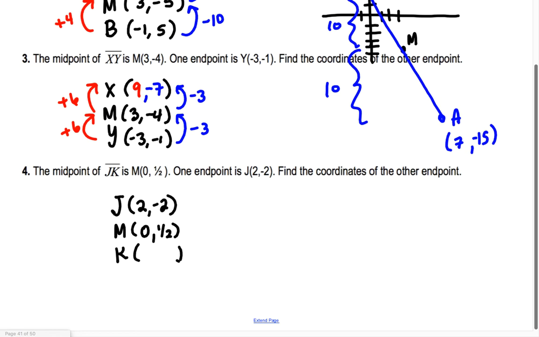It doesn't matter which order you put your J and your K in. So if you flip those, that's fine. Just think about how you're adjusting to go from J to M. Okay, this one's a little tricky because we have a fraction.